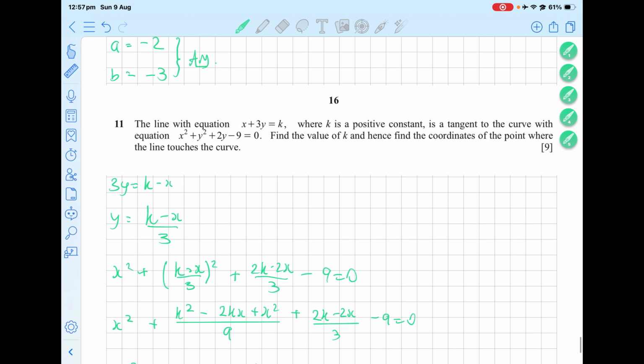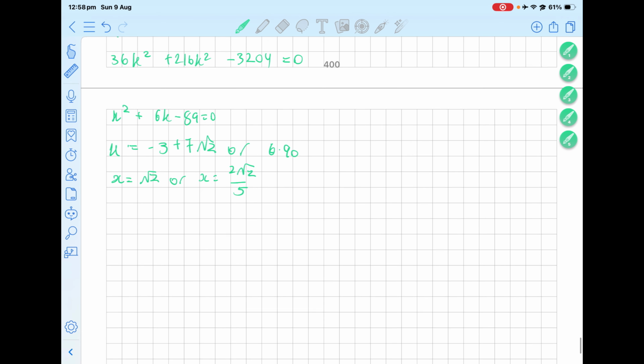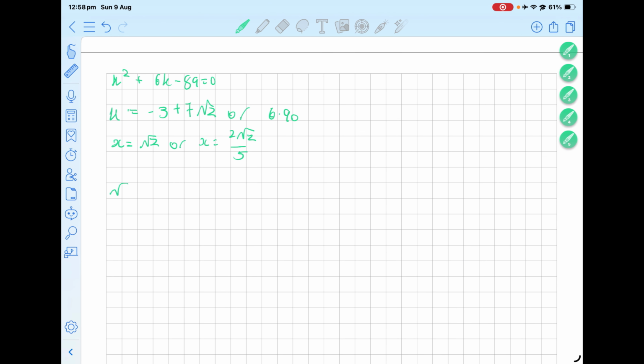So if we do k minus root 2 over 3, and then the 2 and this thing, we could have root 2 comma minus 1 plus 2 root 2, or 2 root 2 over 5 comma root 2 minus 5 over 5. Those could be our answer.